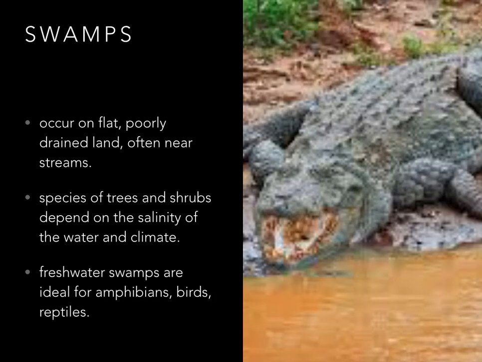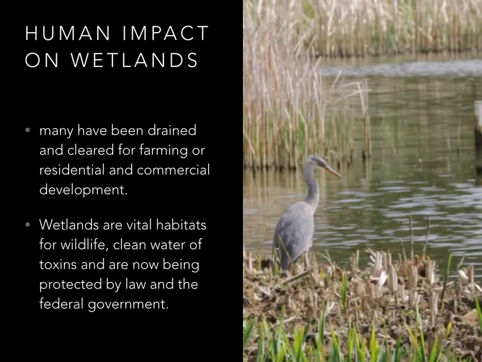So swamps are a little bit different. Swamps occur on flat, poorly drained land, often near streams, so they're also pretty stagnant. Species of trees and shrubs depend on the salinity of the water and climate, so their salt content can be different based on their climate. Freshwater swamps are ideal for amphibians, birds, and reptiles. So they also have abundant life forms and are important to the ecosystem.